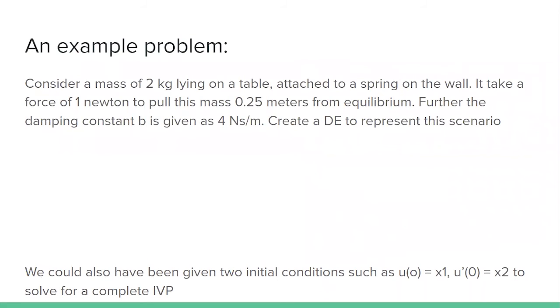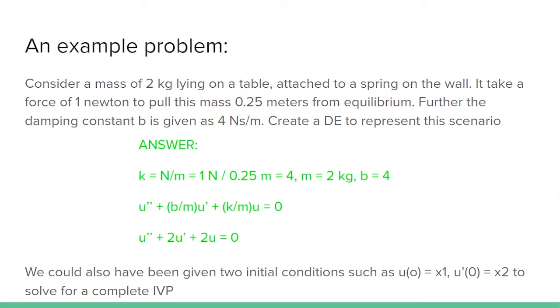So now let's do an example problem. Consider a mass of 2 kilograms on a table attached to a spring on the wall. It takes a force of 1 Newton to pull this mass 0.25 meters. Further, the damping constant b is given as 4. Create a DE. To solve this, we would do k is equal to Newtons over meters, which is 1 over 0.25 meters, and we get 4. The mass is given as 2 kilograms, and b is given as 4.